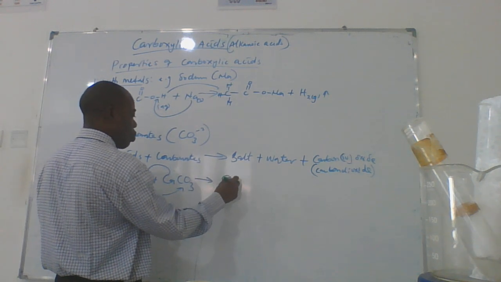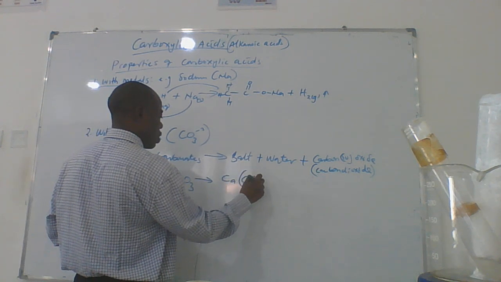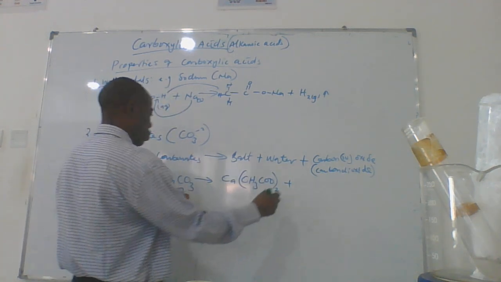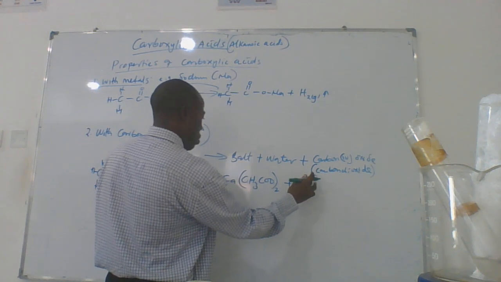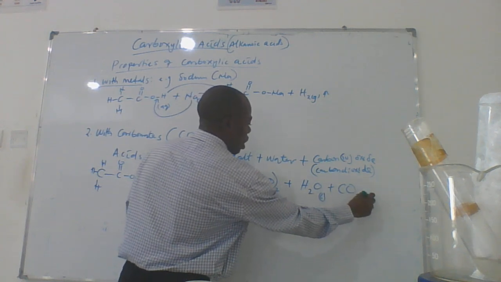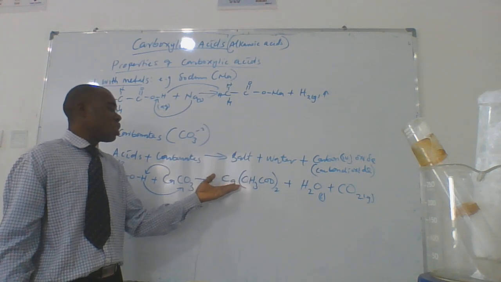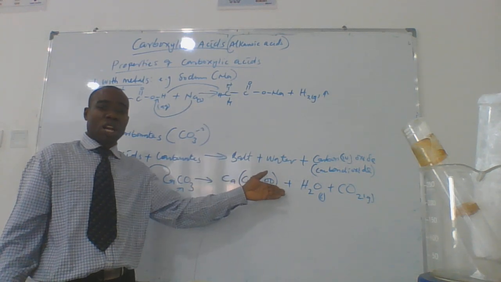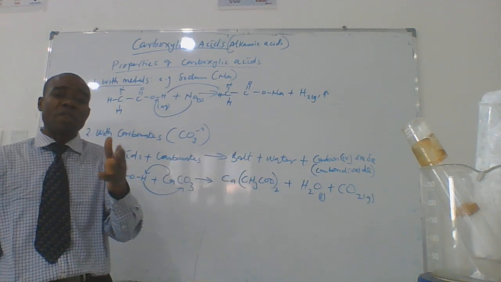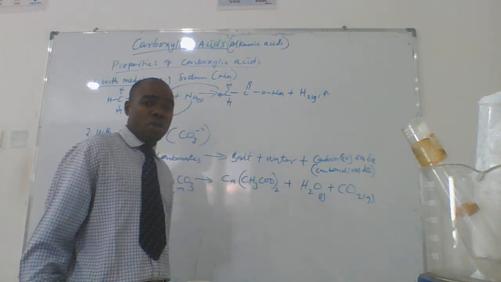So we have calcium, having a valency of 2, giving Ca(CH3COO)2 plus H2O plus CO2, gas, liquid and gas. So this compound formed now is a salt, and it's an ester. So this is calcium ethanoate. This salt is different from our normal regular salt. But like I said, the major products of this reaction are salt, water, and carbon dioxide.